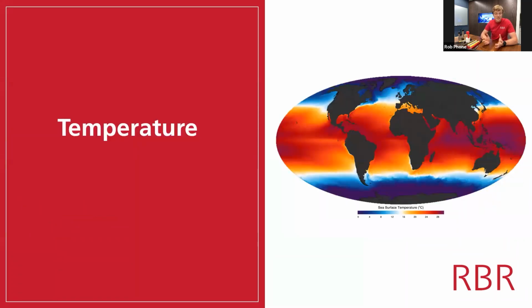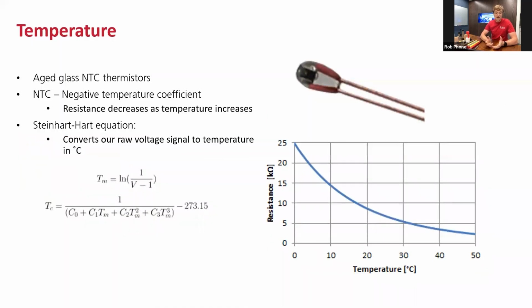The first one is temperature. So this plays a key role in investigating ocean circulation and climate change. To measure temperature, we use a thermistor. At RBR, we use glass thermistors. These are very stable and thus have a very minimal drift on the order of 2 millikelvin per year.